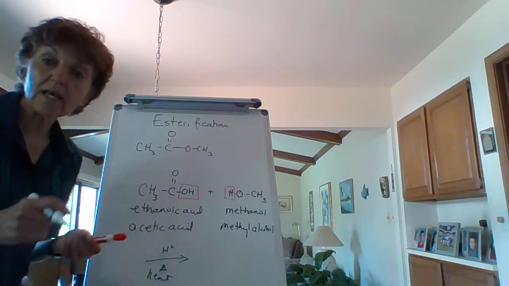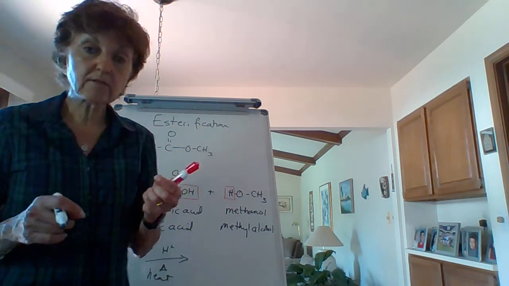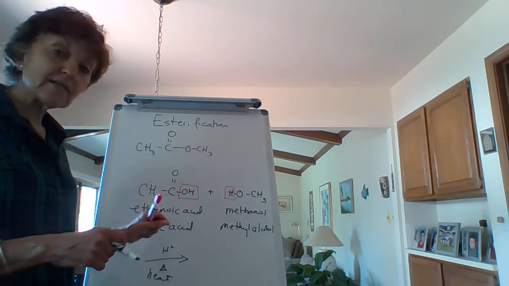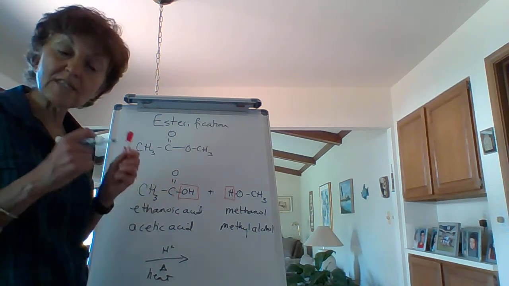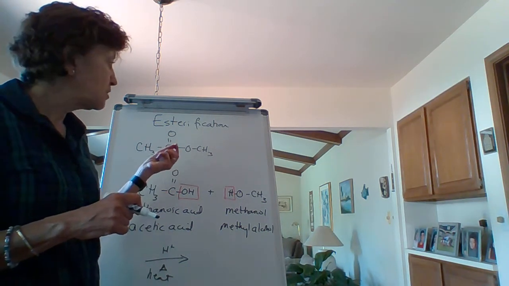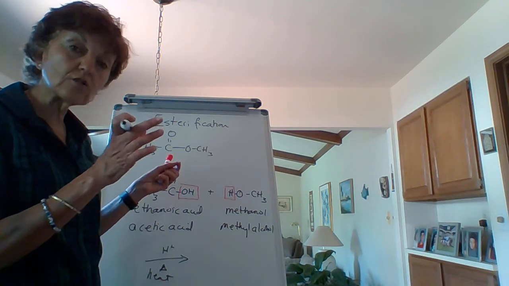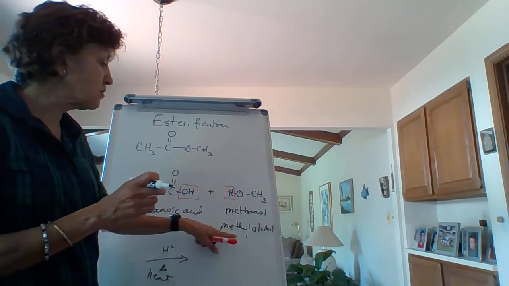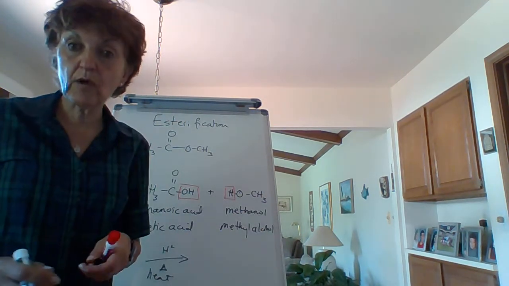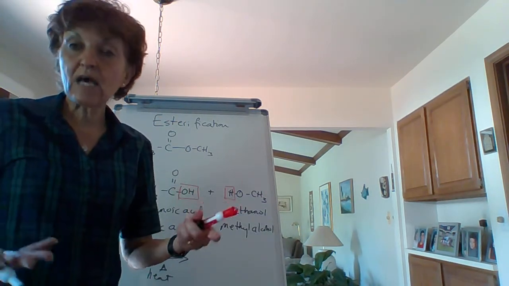Do you guys remember how to name carboxylate ions? Remember, this would have been an ethanoate or an acetate. So we're going to use the same type of terminology that we did for the carboxylate ions to name the second name of the ester. The first name of the ester is going to be this alkyl group. You tell me what alkyl group you have. Is it a methyl? Is it an ethyl?